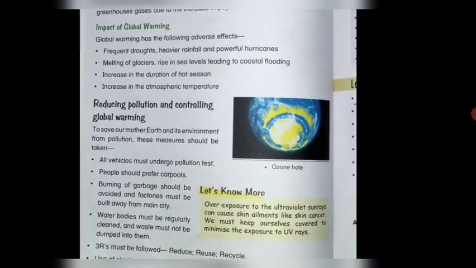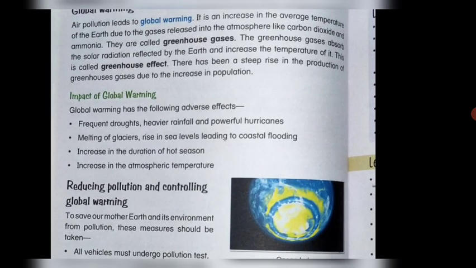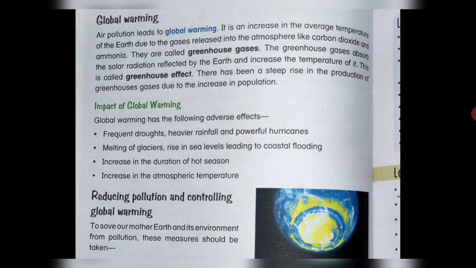Next one is global warming. Air pollution leads to global warming. It increases the average temperature of the earth due to gases released in the atmosphere, like carbon dioxide and ammonia. Carbon dioxide and ammonia are the main greenhouse gases. Greenhouse gases absorb the solar radiation reflected by the earth and increase the temperature of the earth. This is called the greenhouse effect.